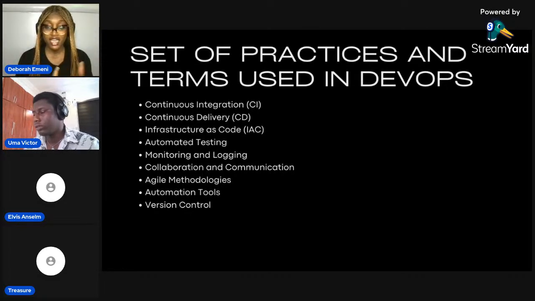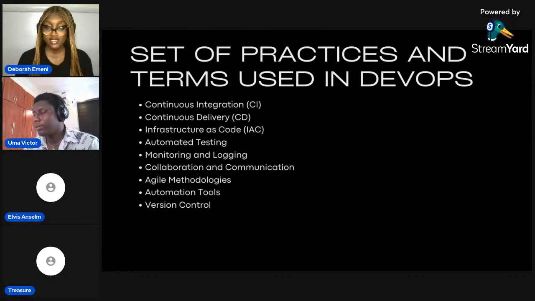So continuous integration basically ensures that every code the developer tests is integrated as soon as possible. Continuous delivery basically ensures that the changes made to the software are automatically built, tested, and deployed to production. Infrastructure as code has to do with the configuration and management of infrastructure, so we use tools like Ansible, Puppet, and Chef.